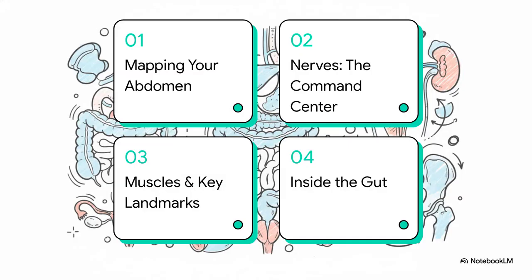Here's a quick look at our itinerary. First, we'll cover the big picture, that map of your abdomen. Then, we'll trace the nerve pathways, which are basically the command center. After that, we'll get into the muscles and some surprisingly important anatomical landmarks. And finally, we'll take a deep dive into the amazing world inside your gut.